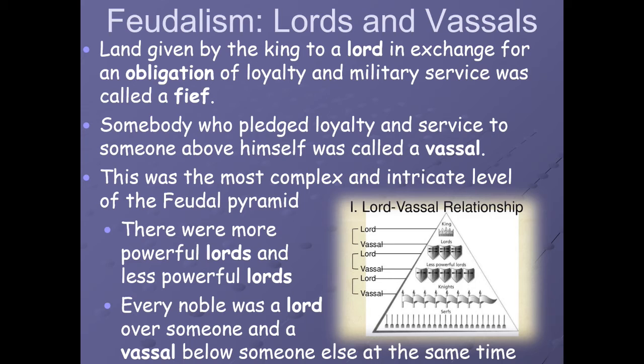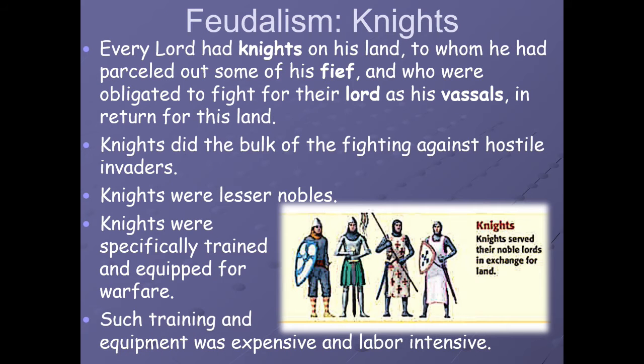There were more powerful lords and there were less powerful lords. Every noble was a lord over someone and a vassal below someone else at the same time. So you could be a lord to the people below you and a vassal to the people above you. Every lord had knights on his land to whom he had parceled out some of his fief, and who were obligated to fight for their lord as his vassals in return for this land.